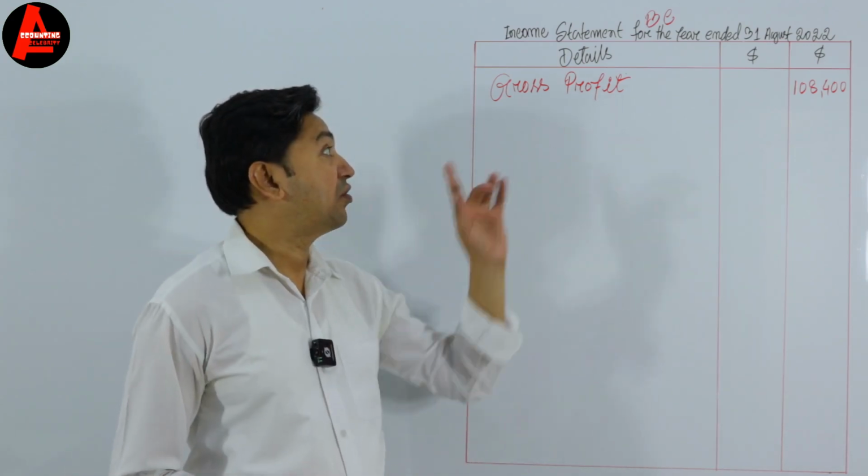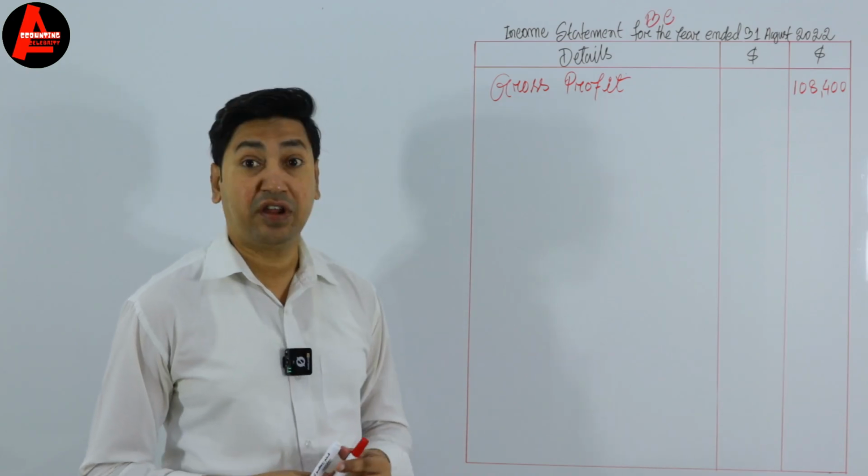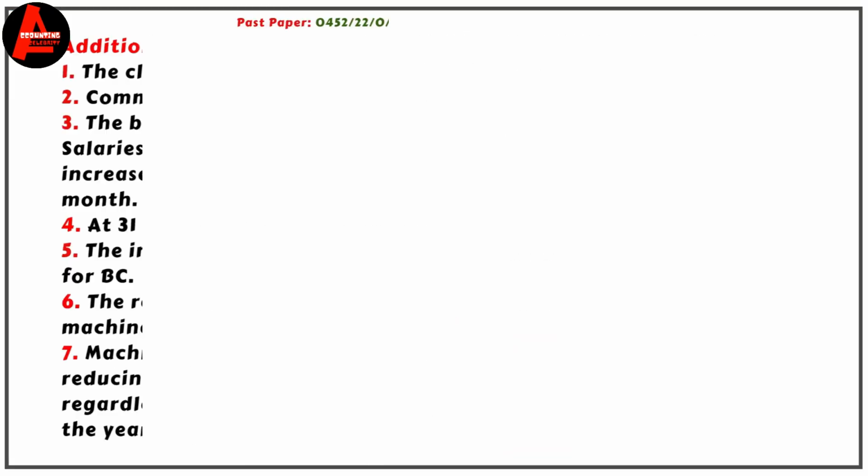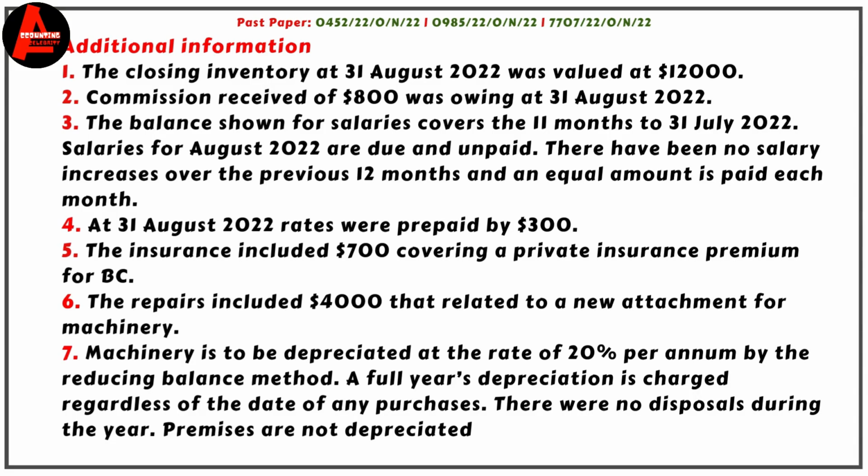First of all, we wrote gross profit $108,400, which we calculated in our previous part. In the question, VC, a sole trader, prepared the following trial balance from his accounts on 31st August 2021. Here we see a big list of balances, and the trial balance is balanced. The complicated thing is that at the end of the question we have 7 adjustments. Some are easy and some are really difficult, so one by one I will show you how to write them correctly.